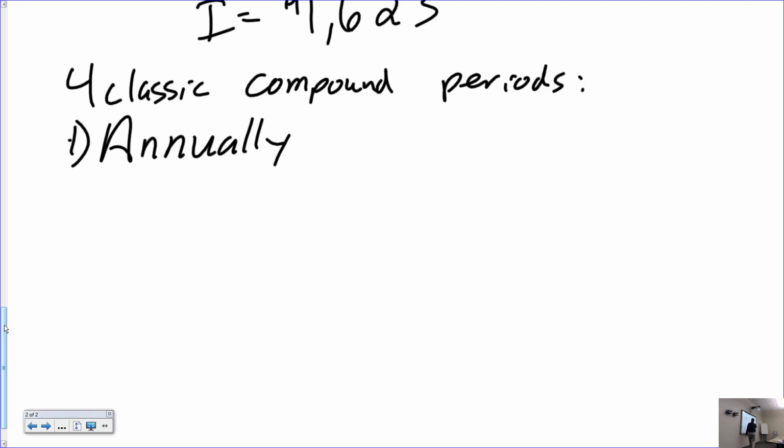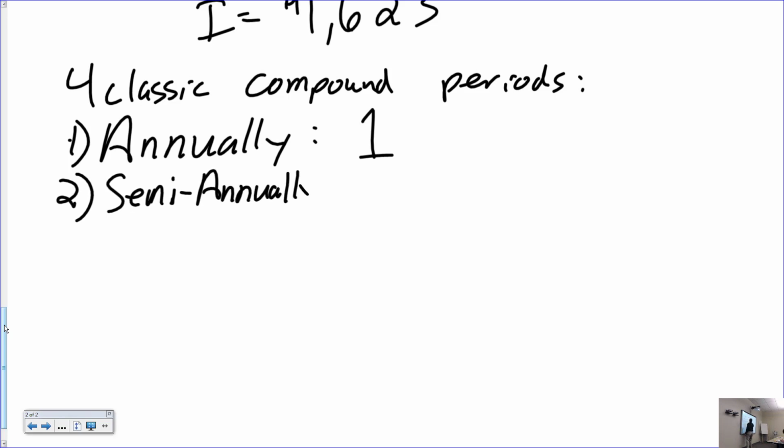Annually, which means you're compounding once a year, so you can just look the percent up straight in the table and you're all good to go, right? We did semi-annually, which means that we're compounding twice a year, so you need to make sure that you cut your interest in half when you figure out what page you're going to go to.